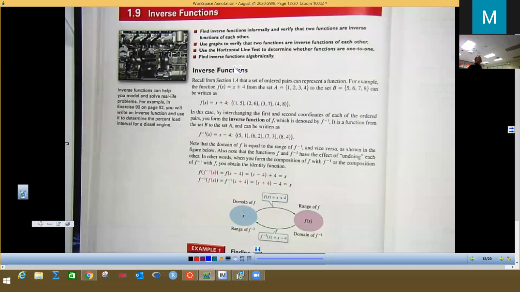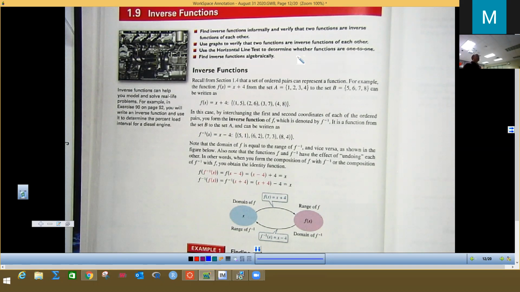So the things we're supposed to learn today is find the inverse of a function both formally and informally, and verify that the functions are inverses. Then we're going to use a graph and see if the functions are inverses of each other. We're going to use the horizontal line test to determine if a given function has an inverse. And we're going to find inverses algebraically.